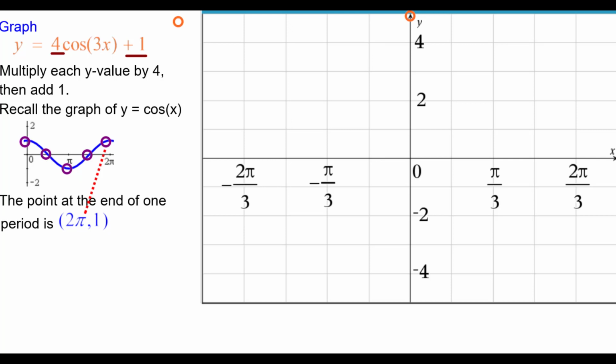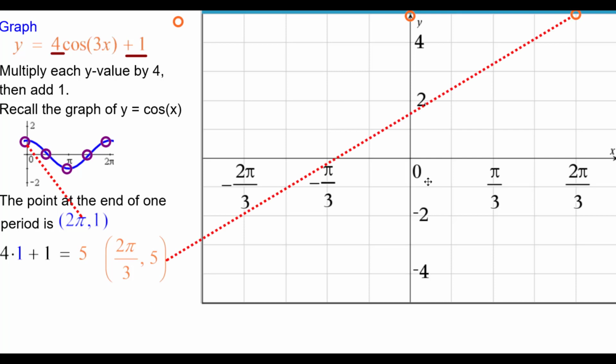The point at the end of a period is normally at 2 pi, 1, but remember our period is only 2 pi over 3. So we're going to still multiply that 1 by 4, add 1 and get 5. But our next point is going to be at the end of the period, 2 pi over 3, comma 5. So I'll plot that right there.